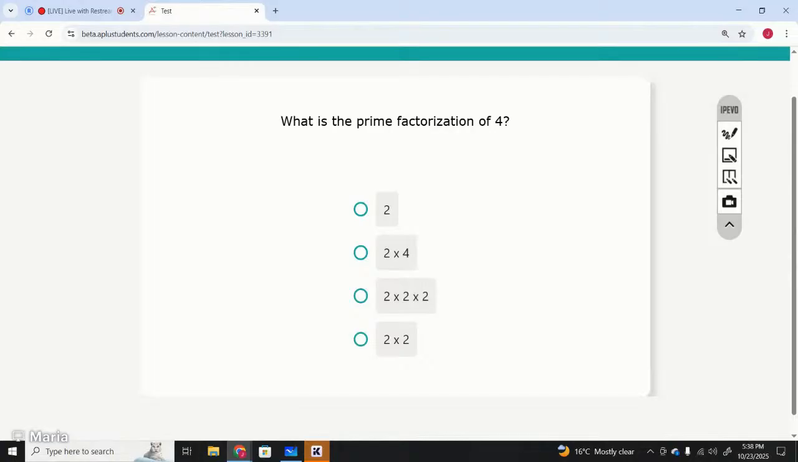What is the prime factorization of 4? The prime factorization of 4 is 2 times 2. What is the prime factorization of 6? That is 2 times 3. Option number 4 is the correct option.